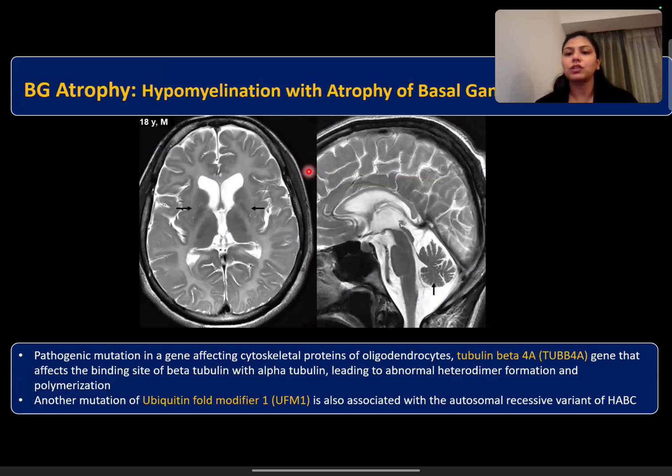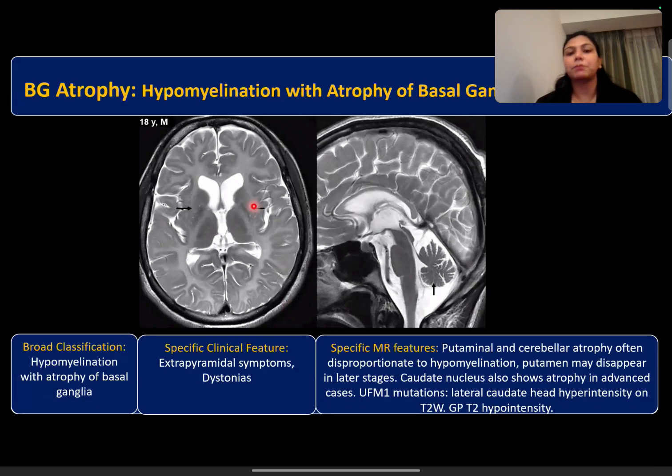These are caused by the tubulin beta 4A gene most commonly. So we know about tubulinopathies. Tubulinopathies, as some of you may know, are associated with dysmorphic basal ganglia and cortical malformations. But in this case, it is not associated with cortical malformations, rather it is associated with hypomyelination with atrophy of the basal ganglia and cerebellum. Apart from that, there are other mutations also, for example UFM1 mutations, in which this basal ganglia atrophy may not be as prominent as is seen with TUBB4A gene mutations.